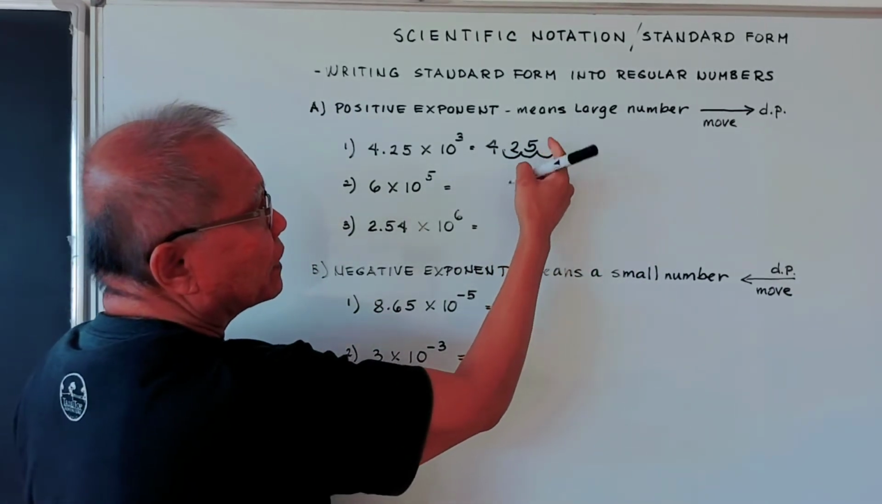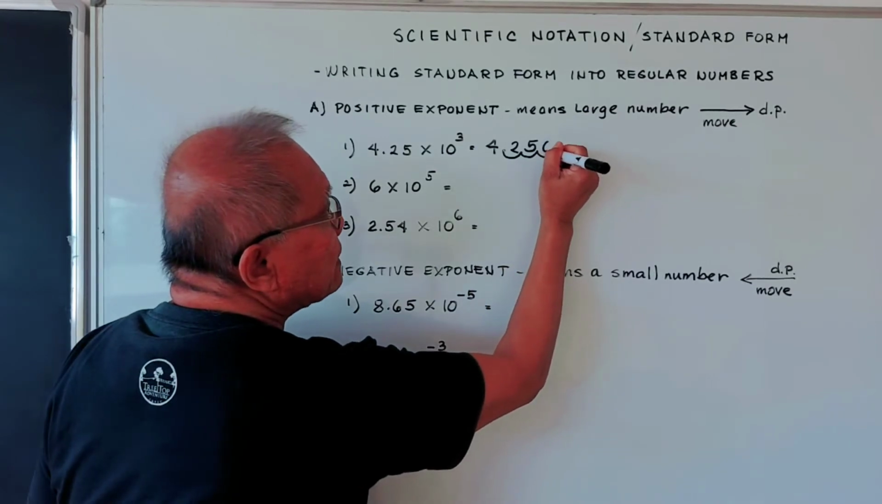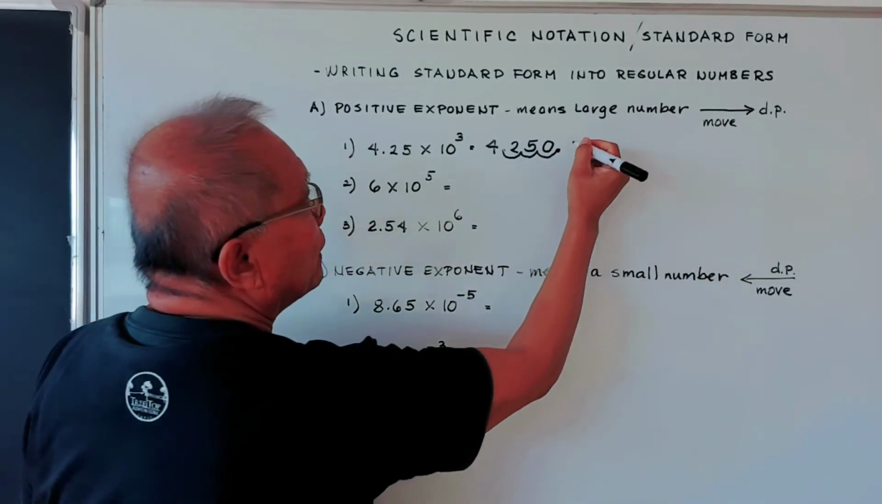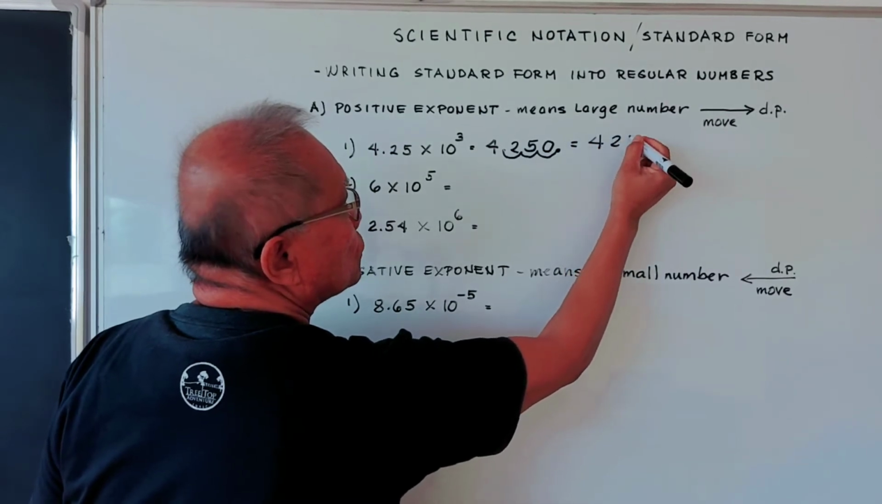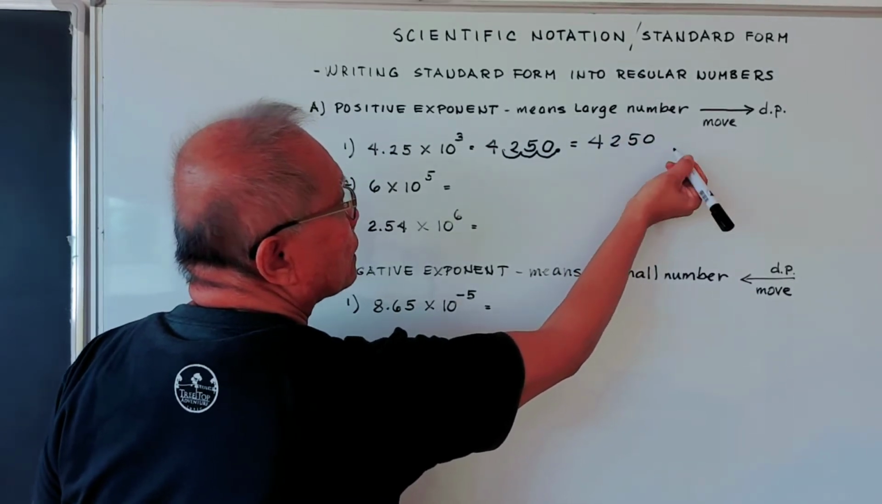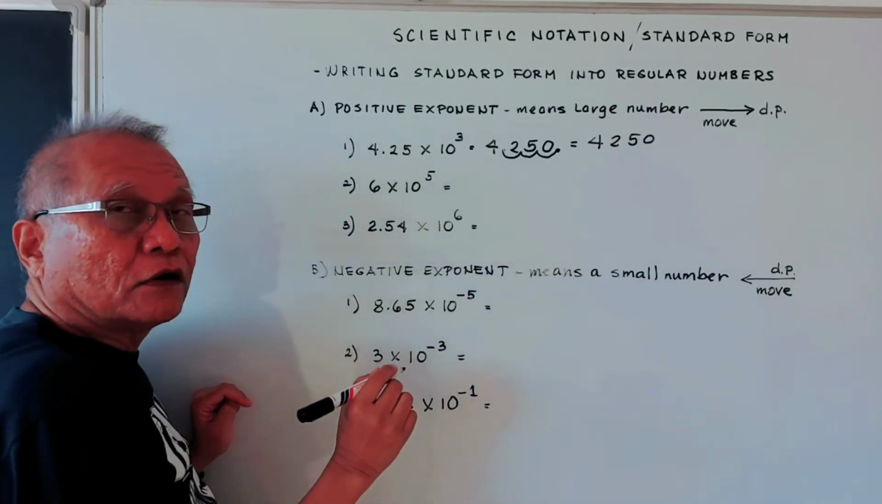There is a missing number here. What is that number? It's 0. So you place 0 there, and we write again. We clean it. So we have 4,250. Decimal point is there after the 0.